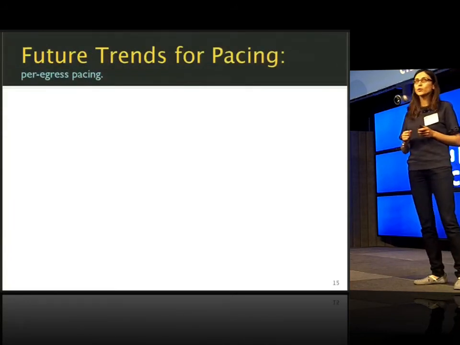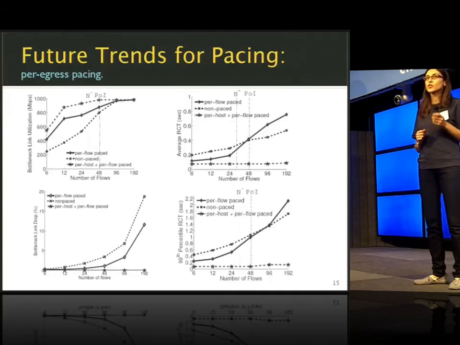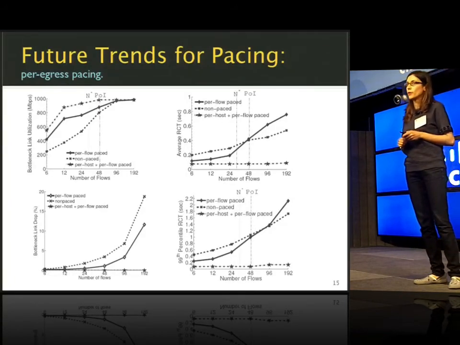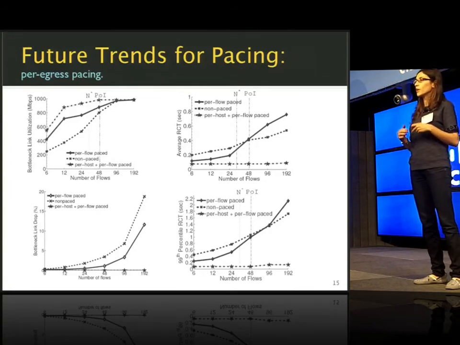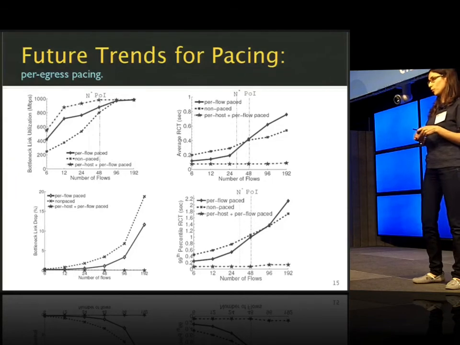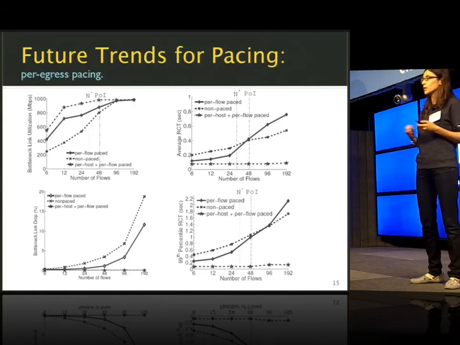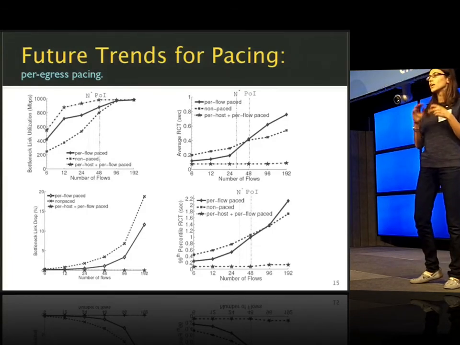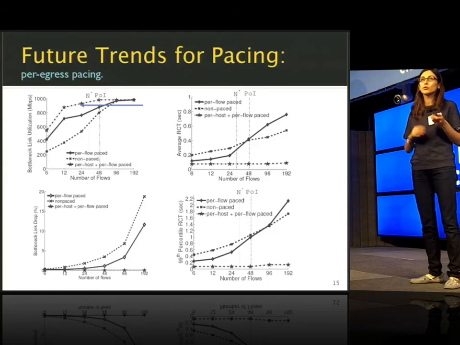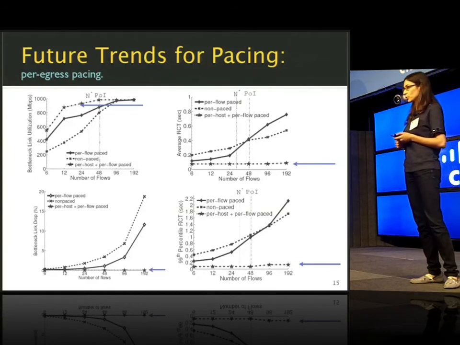Before wrapping up, I want to talk a little bit about future trends of TCP pacing. These results haven't been published in my paper, but we have experiments that show that by using another level of pacing on top of the per-flow pacing, which is per-host pacing, or to be fair, per-egress port pacing, we might be able to mitigate this inner flow burstiness, and we might be able to achieve higher throughput, lower packet drop rate, and better flow completion times.